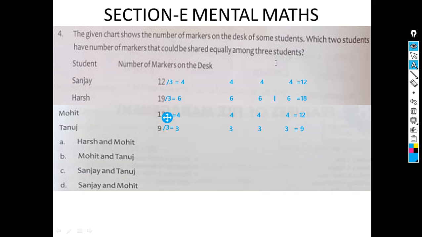This means Sanjay and Tanuj are able to distribute the markers among 3 students equally. So our required answer is Sanjay and Tanuj. Harsh and Mohit will not be able to distribute or share their markers equally among the 3 students because one is left. So one of the students, either of the 3, will have 1 extra marker. So our correct answer is option C. Now let us discuss the next question.